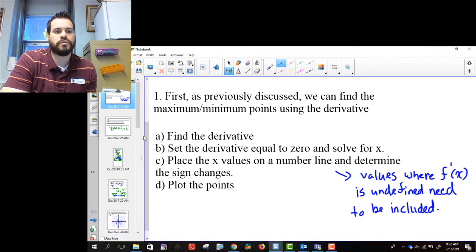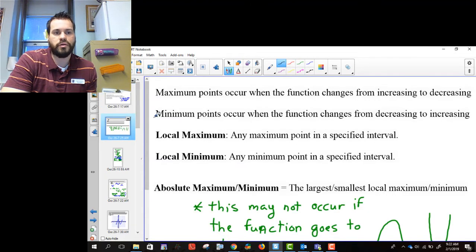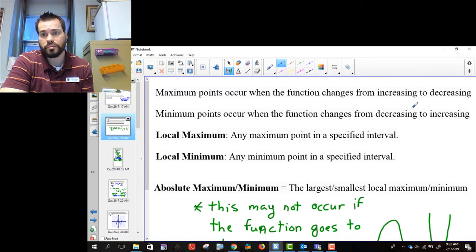So here's what you need to understand about max and min points. Maximums are going to occur when the function goes from increasing to decreasing. That is, it goes from going up to going down. So the slopes of the tangent line are positive on this side and negative on that side. Minimums are the opposite. So minimums go from negative to positive.